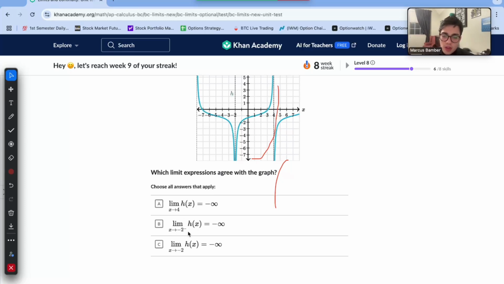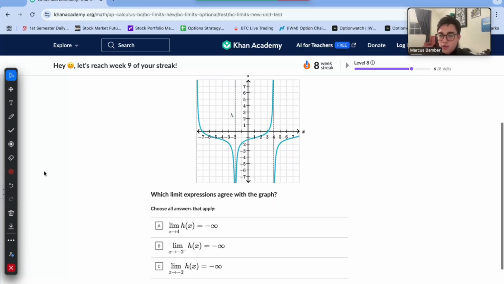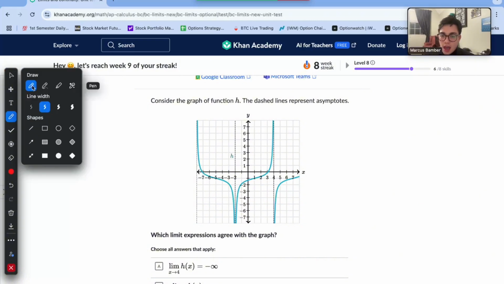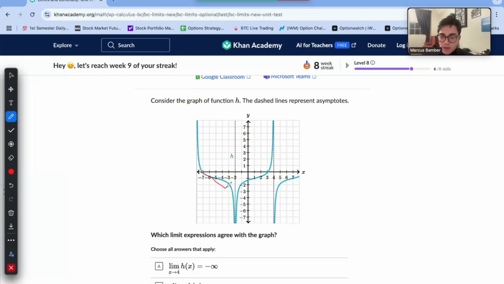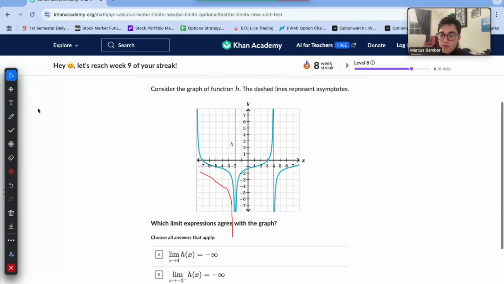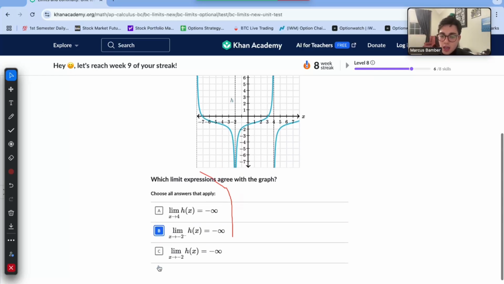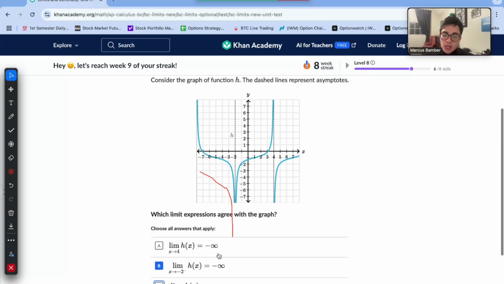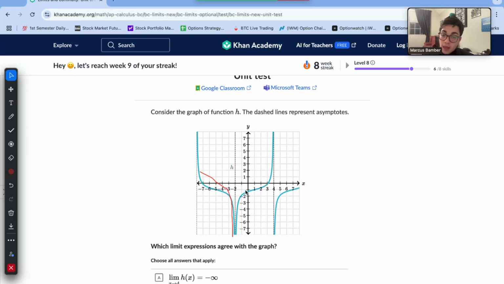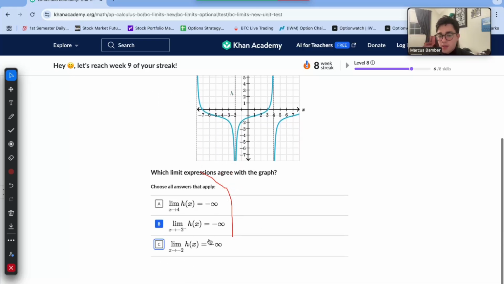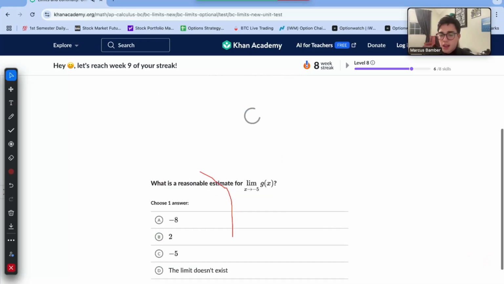B, as x approaches negative 2 from the left only. So we're going to look at the left part of the function. As h of x approaches negative 2, we can see that it approaches negative infinity. So that is indeed correct. And then, does the whole limit approach negative infinity? We take a look at the right side. It exhibits the same behavior. Both sides approach negative infinity. C is also a correct answer.